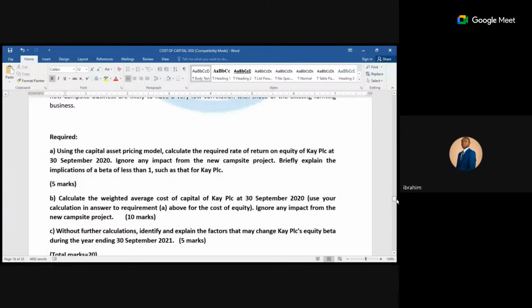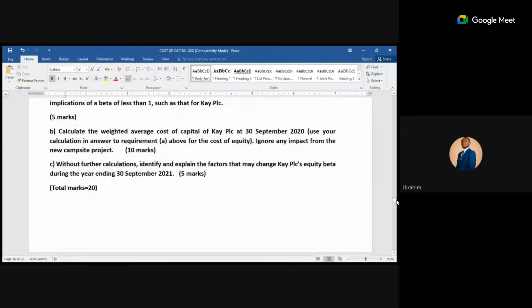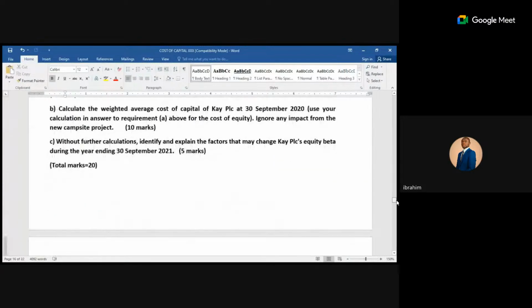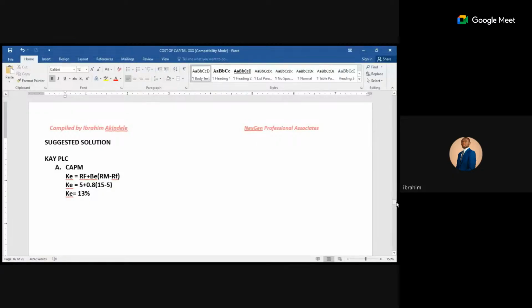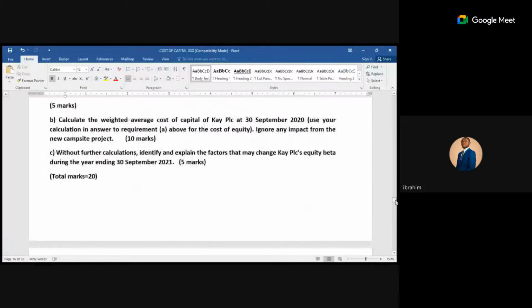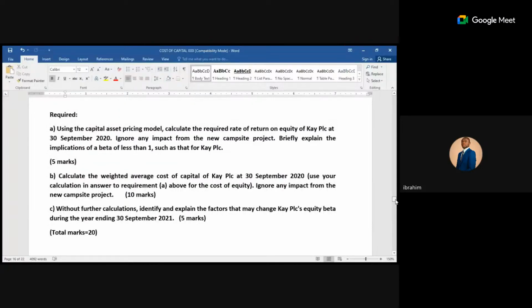So calculate the weighted average cost of capital of KPLC at 30th September 2020. Use your calculation in answer to requirement A above for the cost of equity. Ignore any new impact from the new campsite project. You should use the cost of equity, which means you don't need to calculate another cost of equity again. You've already calculated it, it is equity and debt. So you don't need to stress yourself in this B to calculate the cost of equity. That is why they say use the requirement in A.